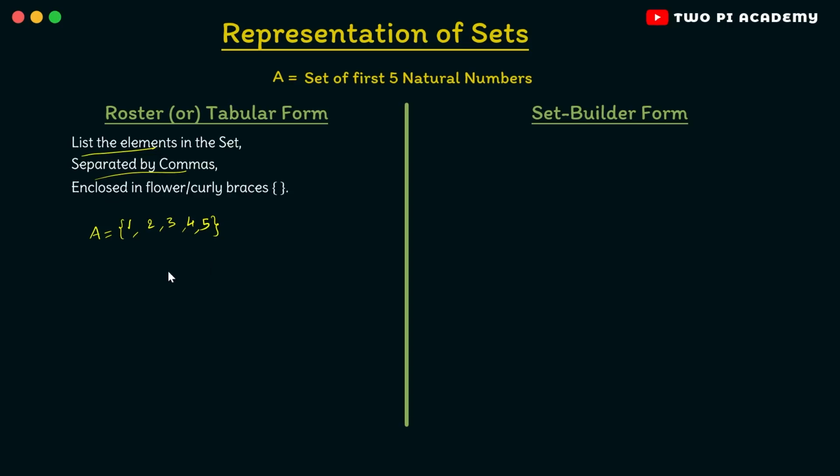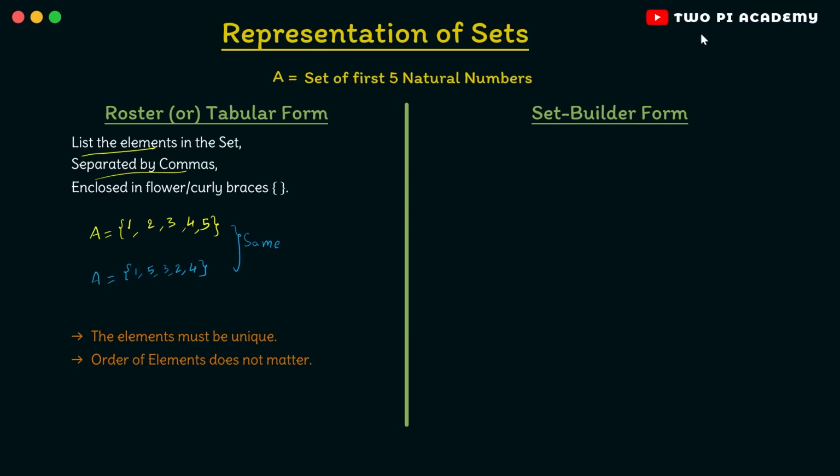And there are two important things related to the roster form of the set. The first is that the elements in the set must be unique. That is, you can't repeat the same element multiple times. And the other is that the order of the elements does not matter. So here, instead of writing the set of 1, 2, 3, 4, 5, you can write the set of 1, 5, 3, 2, 4. And this is also the same set capital A. That is, you can write in any order and it will be the same set.